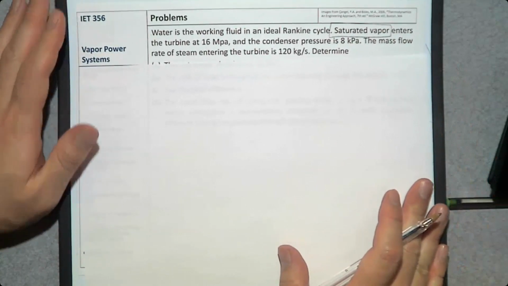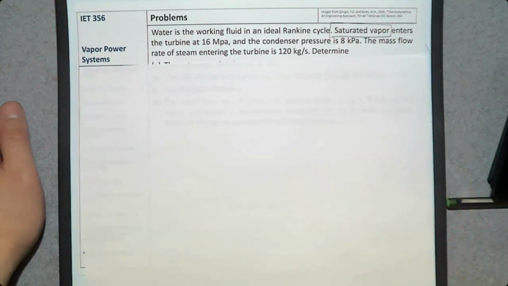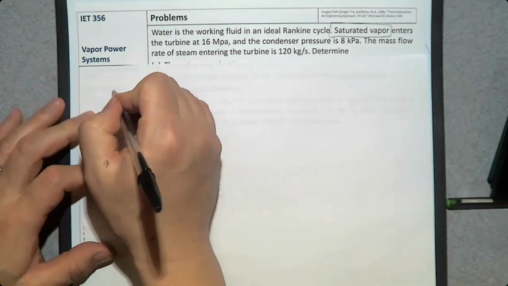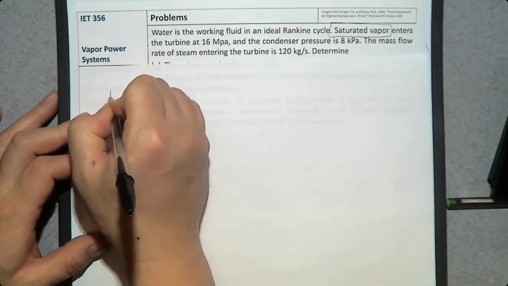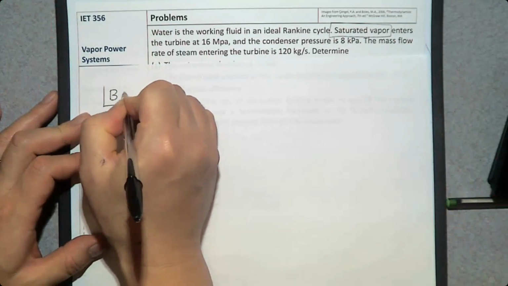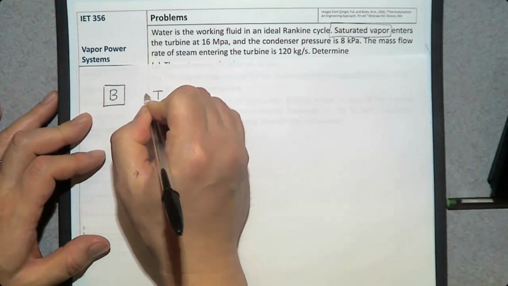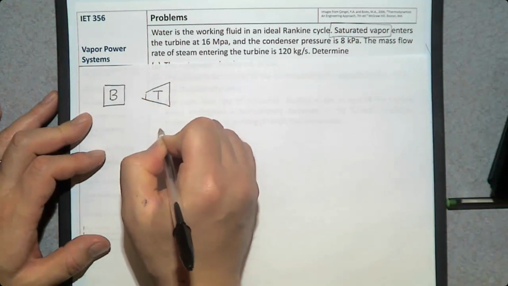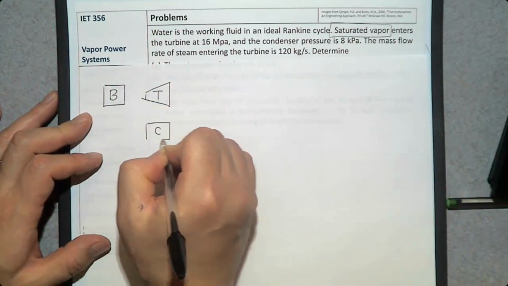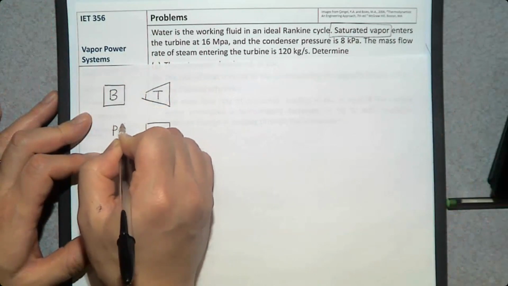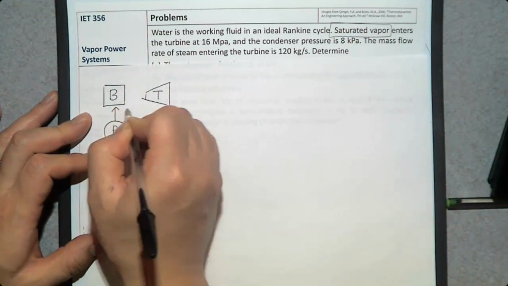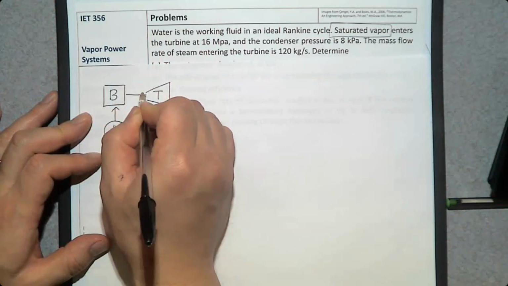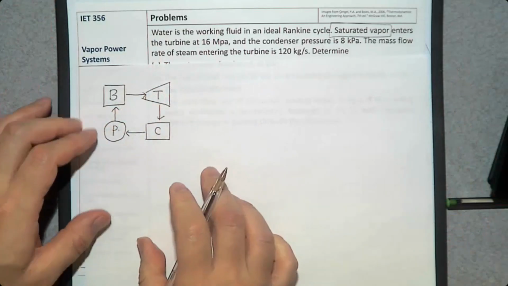So whenever you have a vapor power plant, it is convenient to draw the schematic of this Rankine cycle. That means we have a boiler, we have a turbine, and condenser, and pump. It is convenient to memorize in this way.